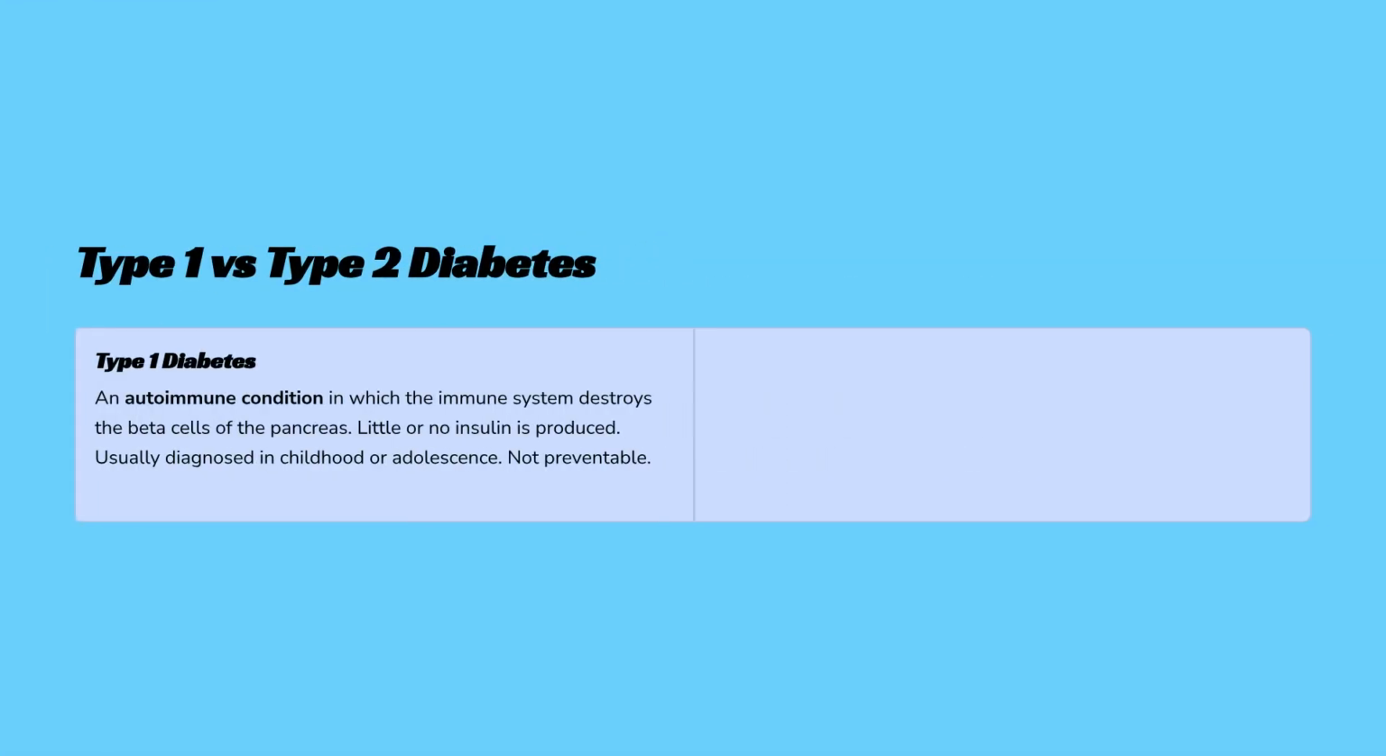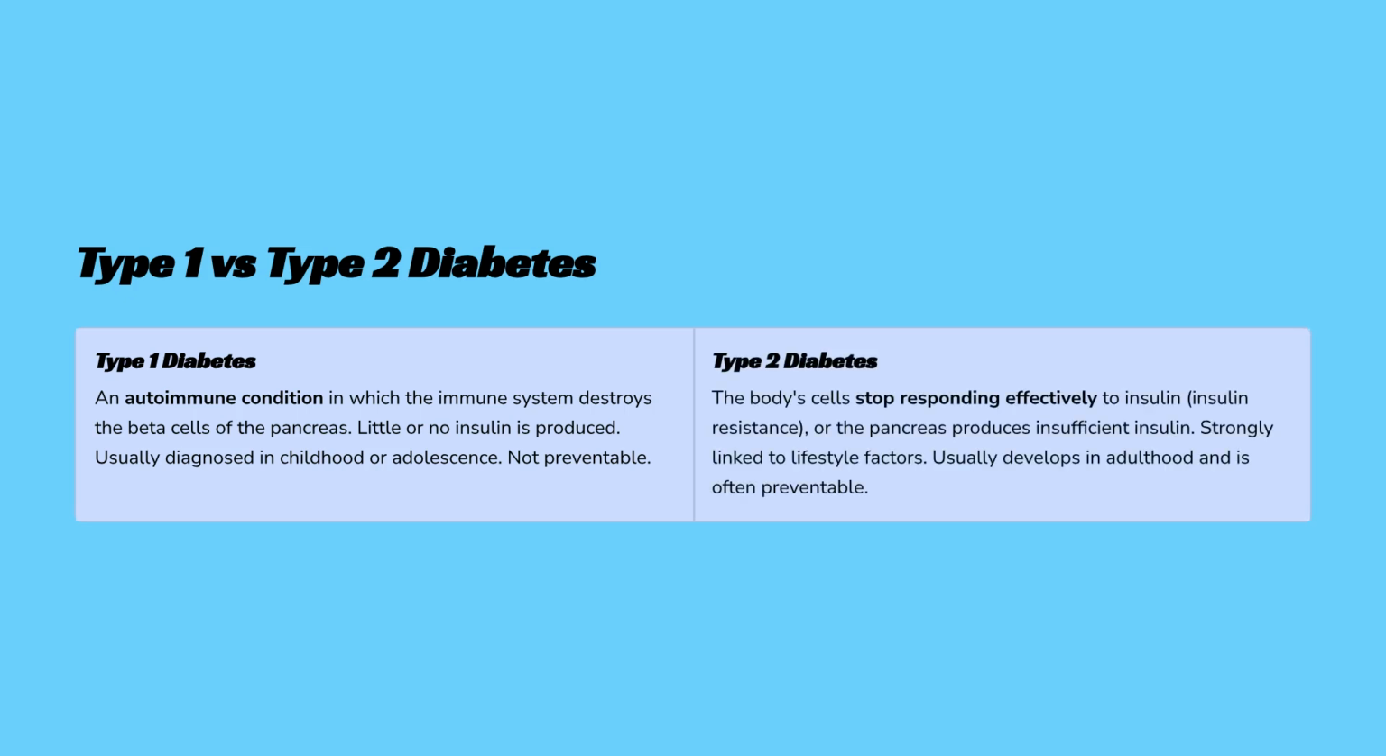Type 1 diabetes is an autoimmune condition destroying the pancreas's beta cells, resulting in little or no insulin production. Type 2 diabetes involves insulin resistance or insufficient insulin production, often linked to lifestyle factors, and is sometimes preventable.